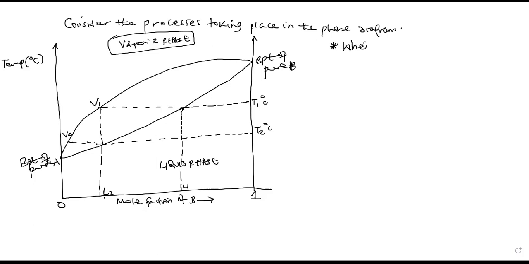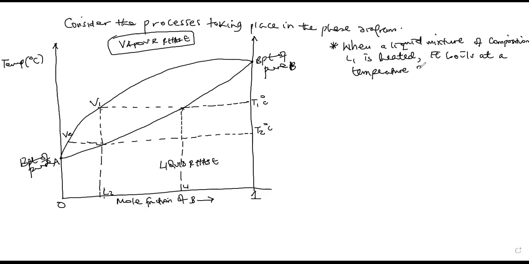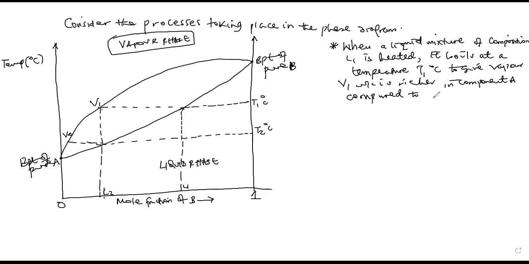So let me summarize the process so that you can easily get it well. We say that when a liquid mixture of composition L1 is heated, it boils at a temperature T1 degrees Celsius to give a vapor V1, which is richer in component A compared to liquid mixture L1.